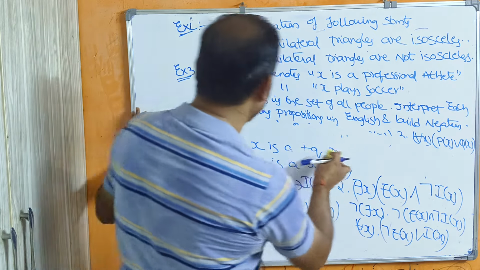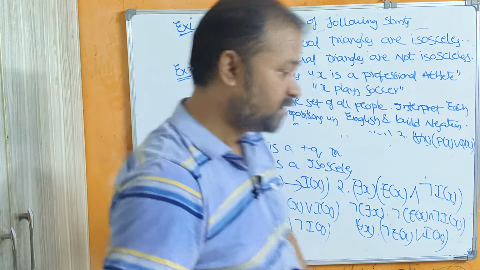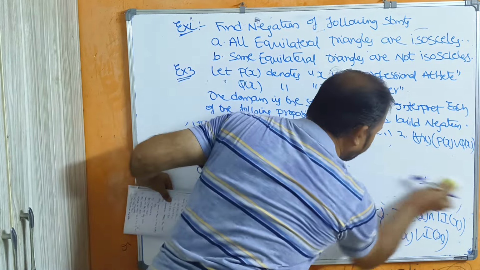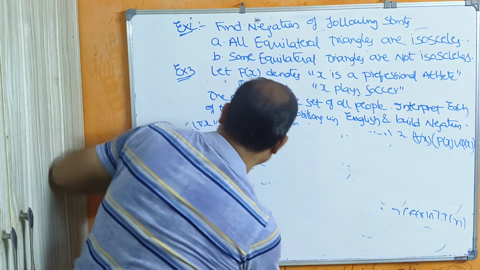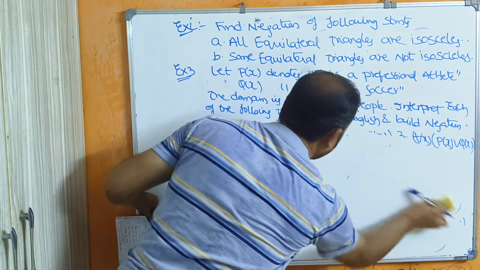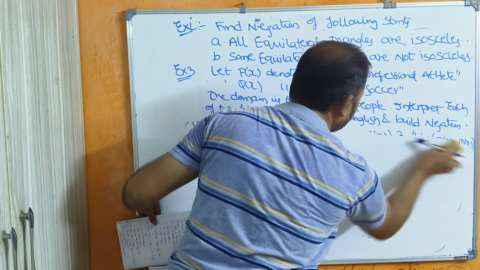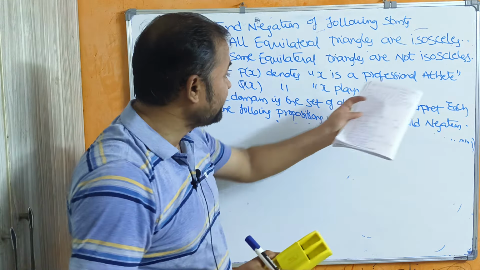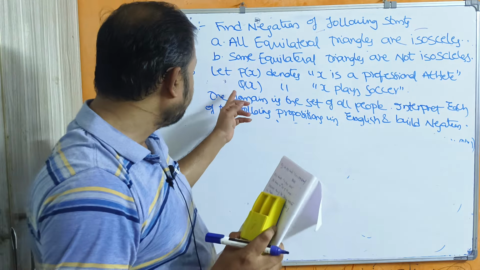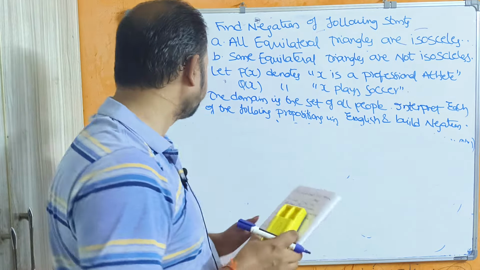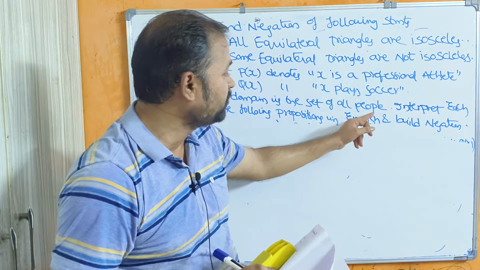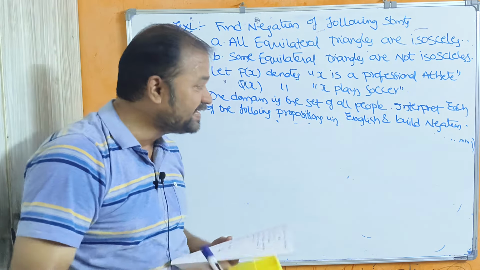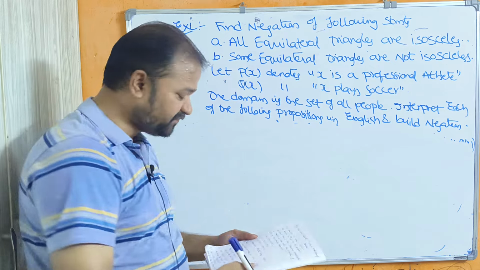Now let us see the last example. Let P of x denote x is a professional athlete. Let Q of x denote x plays soccer. The domain is the set of all people. Interpret each of the following propositions in English and find the negation for each statement.